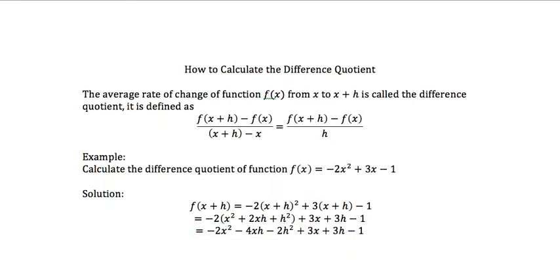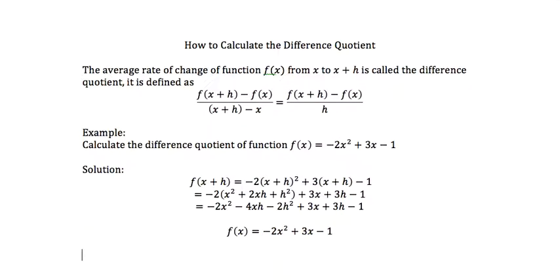Now, let's say next step, you list out what is f(x). f(x) is just, by the definition, negative 2x squared plus 3x minus 1. Then you compare these two rows, this row and this row. You need to subtract f(x) from f(x plus h). So f(x plus h) minus f(x): you notice that every term in f(x) shows up in f(x plus h).